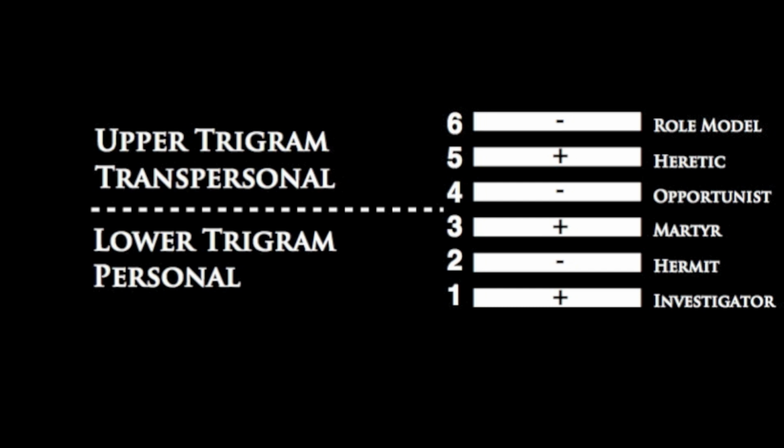Now, as you can see, the lower trigram is predominantly yang, right? Because of the first and third lines, which are yang. When you look at the upper trigram, it's predominantly yin, right? With the fourth and sixth lines. Now, this is another reason why I think this is much better than seeing it the other way around, because the lower trigram being predominantly yang does tie it more to the left splenic side of ourselves. It ties it more to that personal self, right?